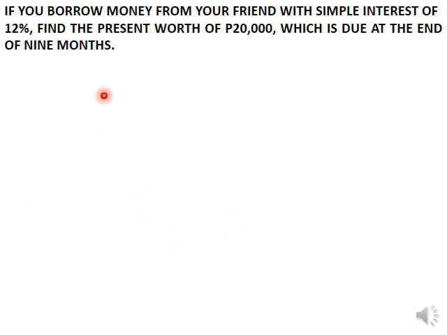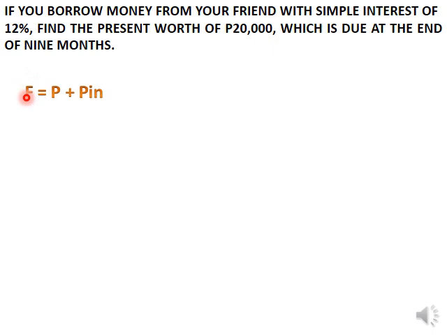Okay, if you borrow money from your friend with simple interest of 12%, find the present worth of 20,000 pesos, which is due at the end of 9 months. Now, the problem states that the friend is willing to pay 20,000 pesos at the end of 9 months. Maybe this money is an amount receivable by a friend, maybe from her salary 9 months hence. So this amount of money is the future amount we may receive from her or from him. The question is how much money we are willing to lend to this friend.